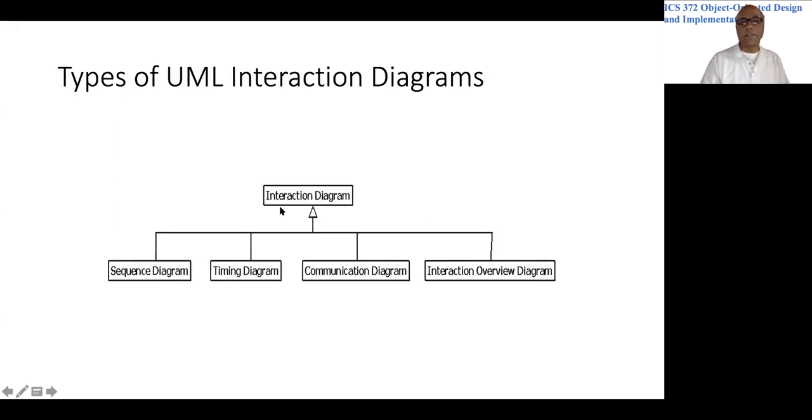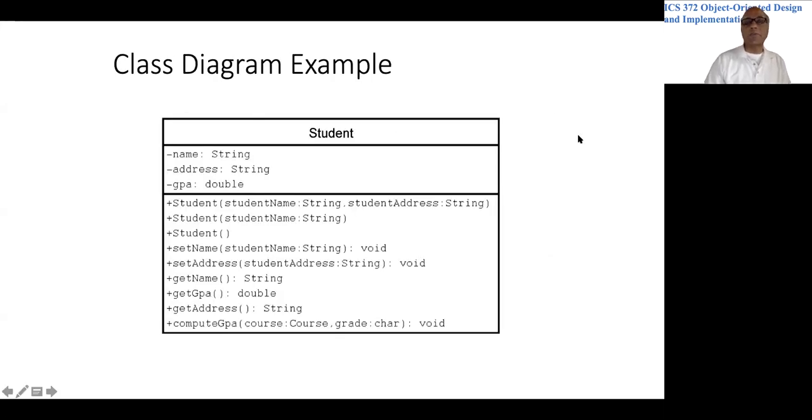Then we have interaction diagrams, and we will be mostly focused on what is called a sequence diagram in this course. So this is an example of a class diagram.